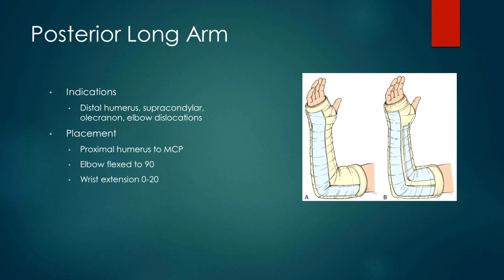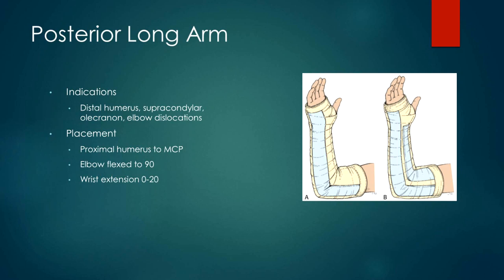Placement is going to be proximal humerus to the MCP on the posterior aspect. Elbow is going to be flexed to 90 degrees, wrist extended 0 to 20 degrees. Thumbs up position, you can add an anterior aspect of the splint there for radius ulnar fracture to prevent any pronation or supination. Never use the anterior alone. But so this is the example of that posterior long arm.